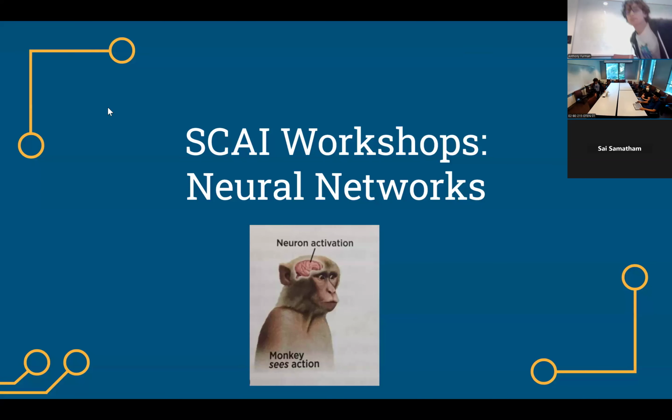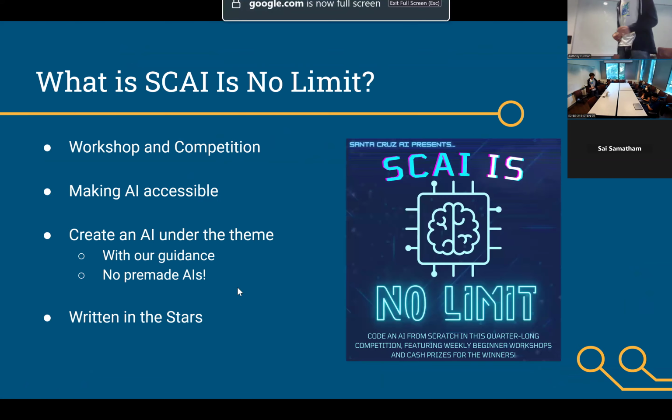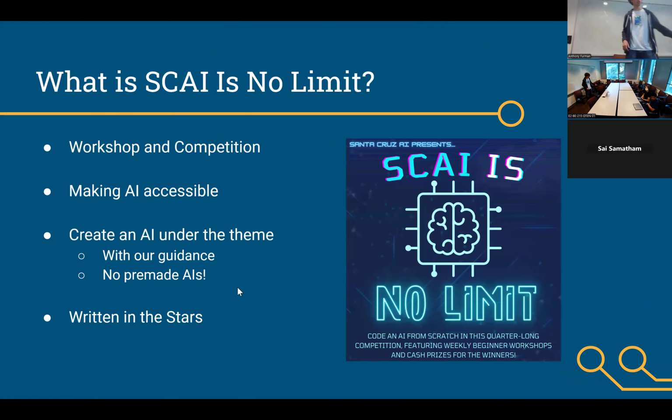Okay, so neural networks start off with this: now that you've actually processed your data, how are you going to use that data to make a model? Just as an intro again, I'm going to have the slides every time, but this is the workshop. We have the competition under the theme Written in the Stars. So if you found a data set for that, then you can make an AI for it.